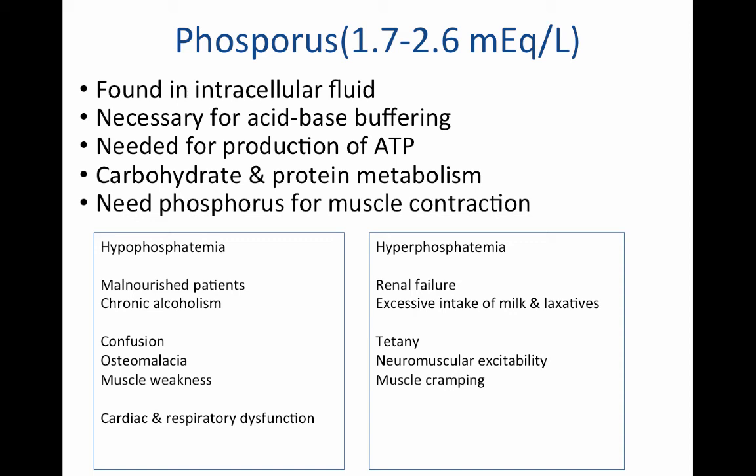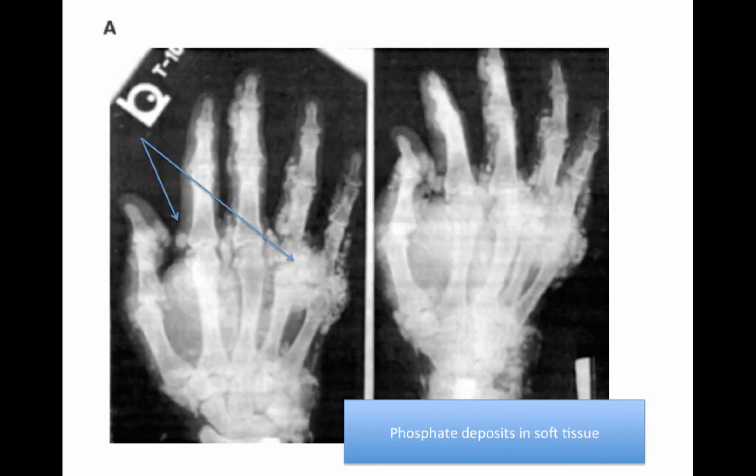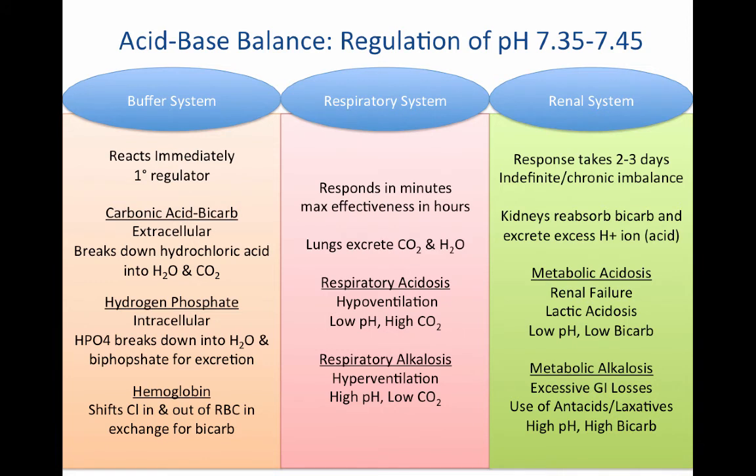So if you think about your cardiac and respiratory cells that need oxygen, you may see patients being confused. You may see muscle weakness, but you can also see cardiac and respiratory muscle function decrease because they are not getting enough ATP production. There's not enough energy for the cells, and there's not enough oxygen being transported to the cells. So hypophosphatemia can be fatal. Okay, and here is just a picture of what those phosphate deposits in soft tissue would look like for hyperphosphatemia.